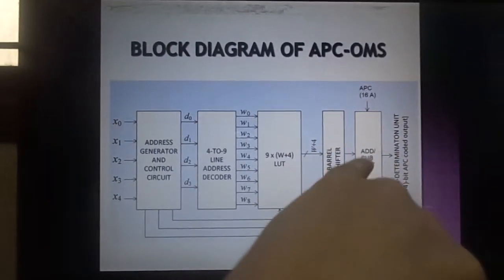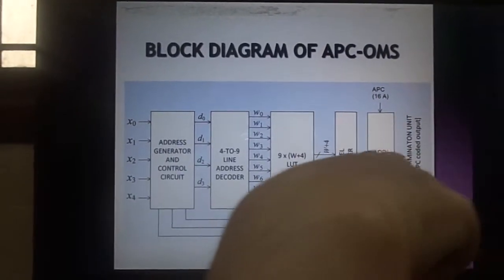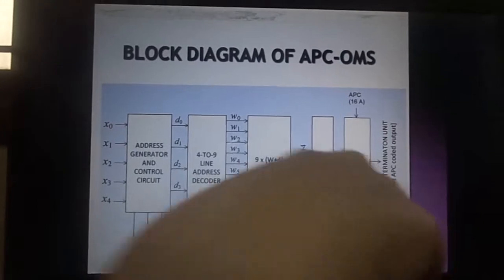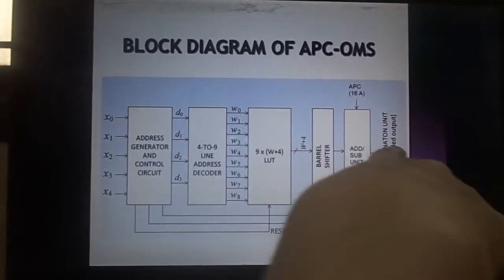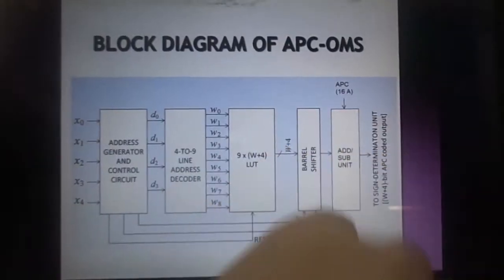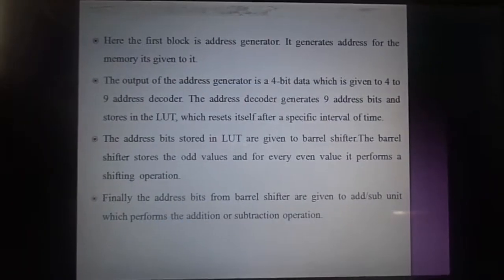If the MSB is 1, we will be adding these 2 units, and if the MSB is 0, we will be subtracting these 2 bits. And finally we will be getting the address of the picture. This is the output.